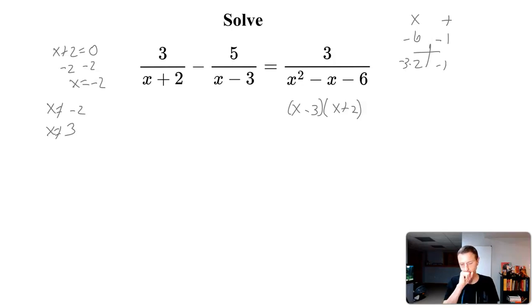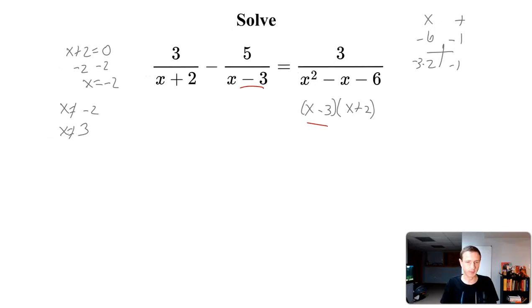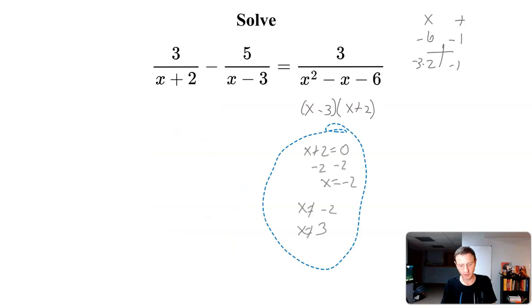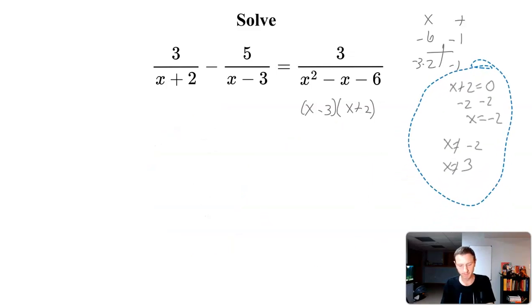All right, so that's the same as this, x minus 3, x plus 2. So we don't have to worry about any more values that are going to zero out our denominator. So from here, there's a couple different ways, but I'm going to move this over here. Let's just toss it over here.